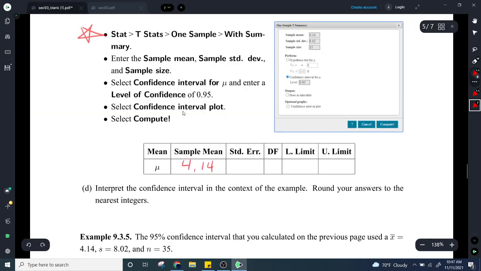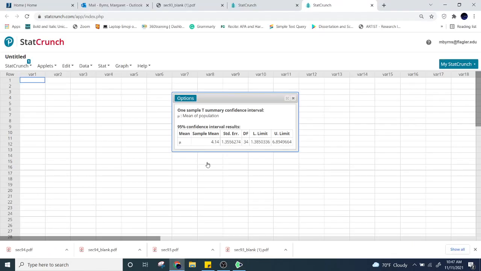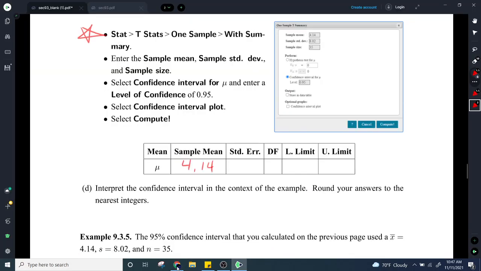4.14. The standard error, again, StatCrunch has computed that for us. So the standard error right here is 1.36 when I round it. Now, degrees of freedom StatCrunch will give us, but you can tell what it is. Remember, it's n minus 1. So if n was 35, my degrees of freedom is just 34.